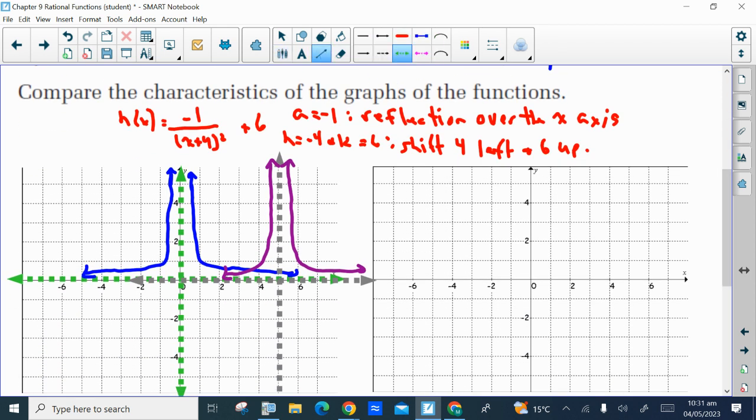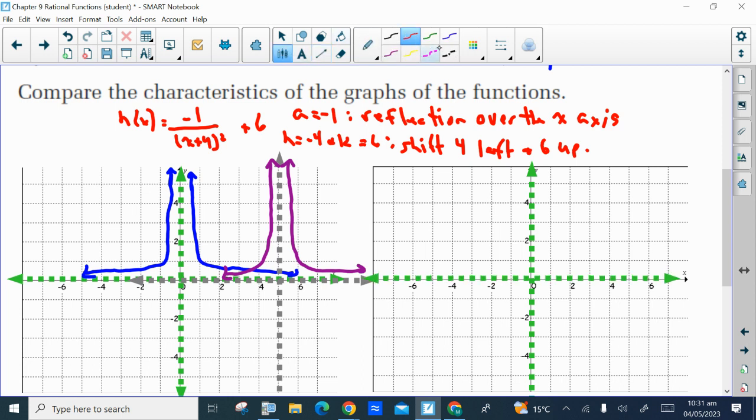But let's start with the graph of y equals f. Right, we're comparing to that. So that graph, again, has the x and y axis as our asymptotes. And as we've seen already, kind of what it looks like. It's completely above the x-axis. That's the graph of y equals 1 over x squared.